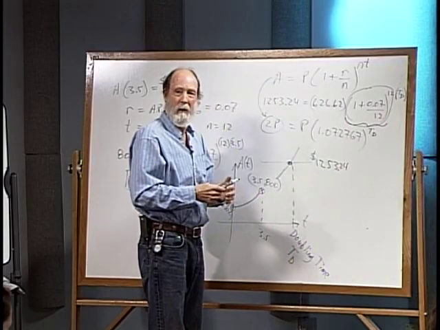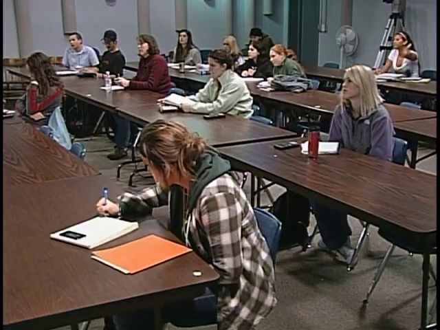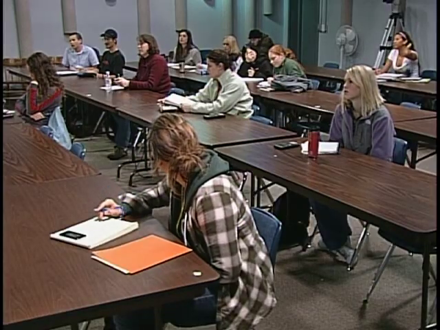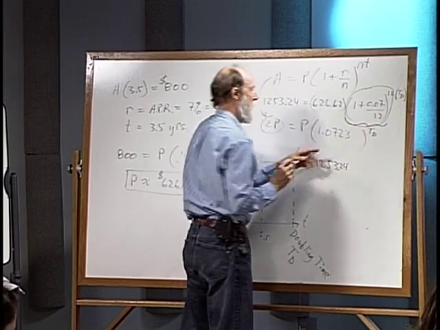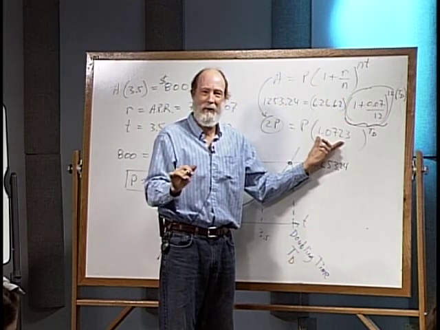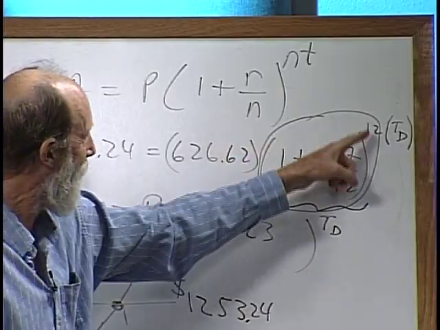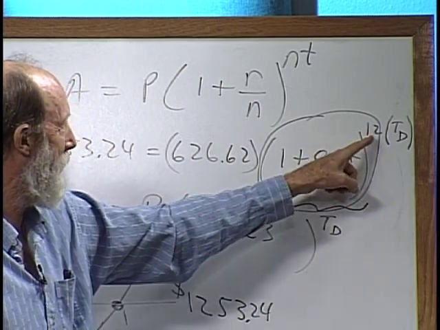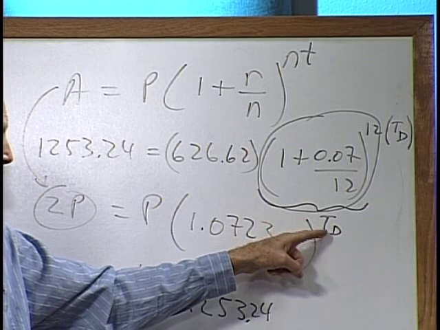One that says one point, there it is. 1.0723. Is that the one you're looking for? That's what I got just now. 1.0723 or 229008. Okay, if you're watching the DVD and you've got your calculator, just punch this thing out, including that 12, and you should get this number. And then that exponent, T sub D, is still there.